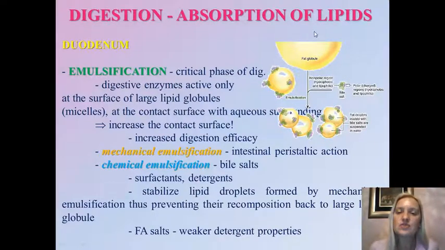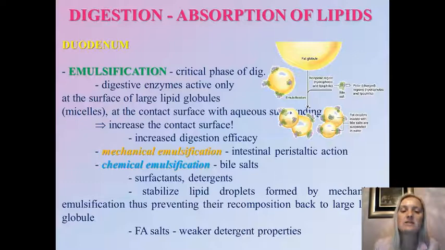So in order to increase the efficacy of digestion, we have to do something. What? We have to increase the contact surface with the aqueous surrounding. So we have to break this huge fat globule into a large number of small lipid droplets, which is going to increase digestion efficacy. This is accomplished by the involvement of two emulsification mechanisms.